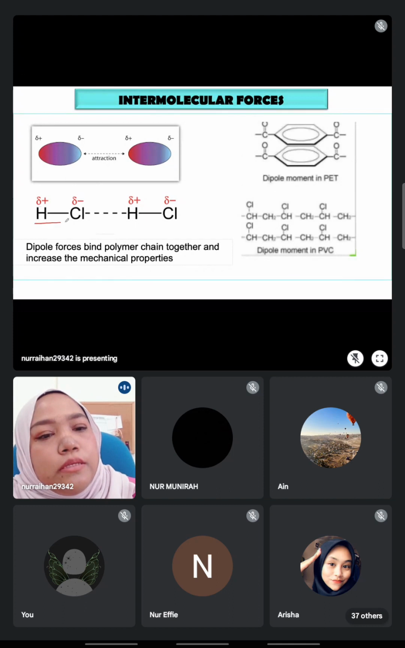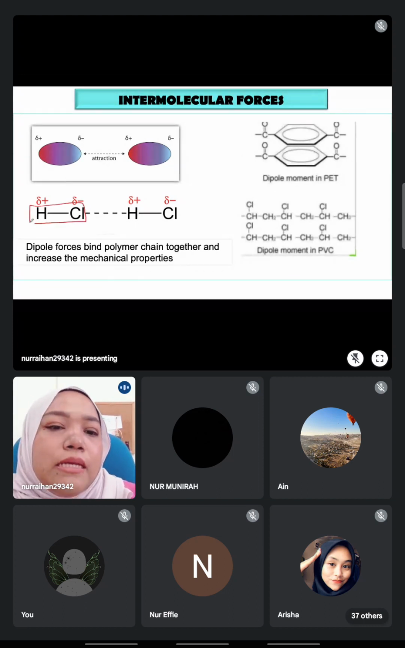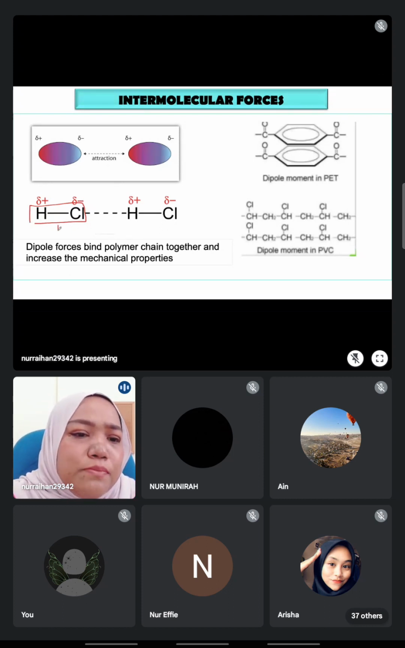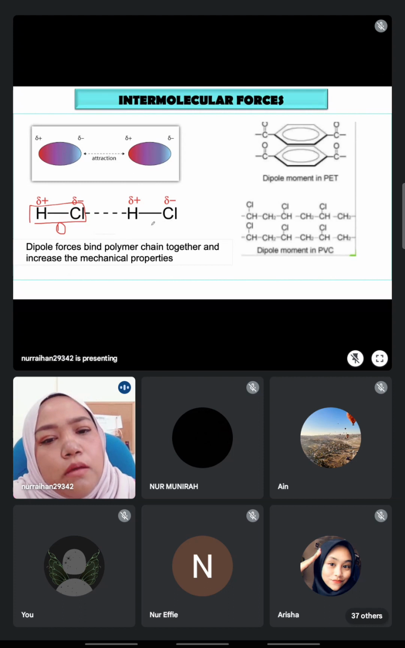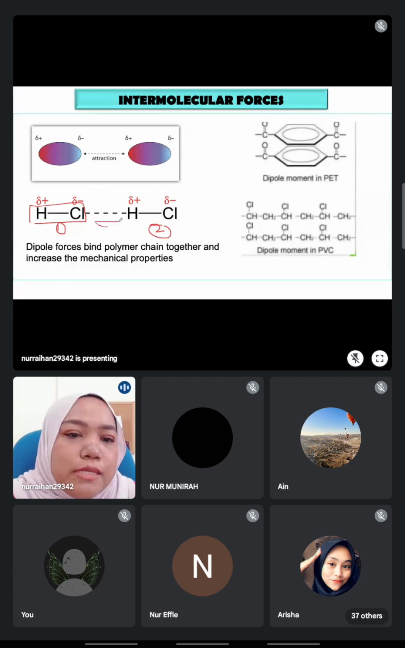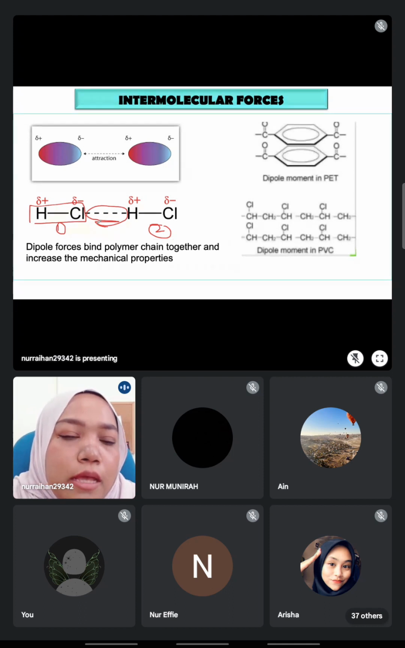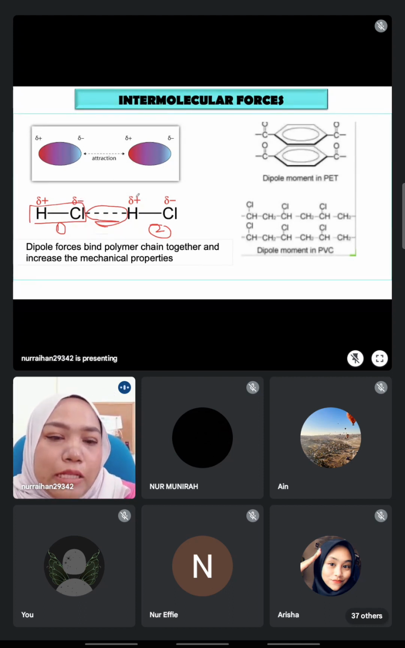So this HCl, hydrogen and chlorine, they are linked by the intramolecular forces. Contohnya macam covalent bonding, okay. But in between this molecule 1 and molecule 2, they are linked by the dipole forces. Ni dia panggil sebagai dipole forces. So these dipole forces, they arise due to the attraction between the negative and positive. Okay, so they have the attraction.